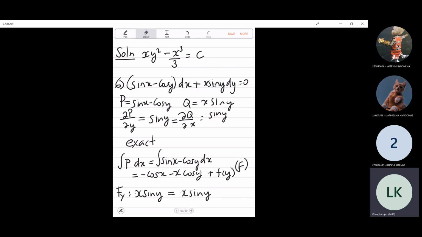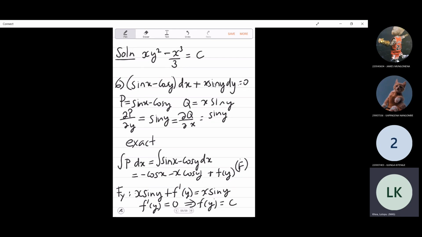Sorry, I forgot to differentiate this one, or to write the derivative. So this is plus f prime of y, which is x sine y. So you can see the x sine y's will cancel. So this means that f prime of y is equal to 0. And this means that f of y is just a constant.